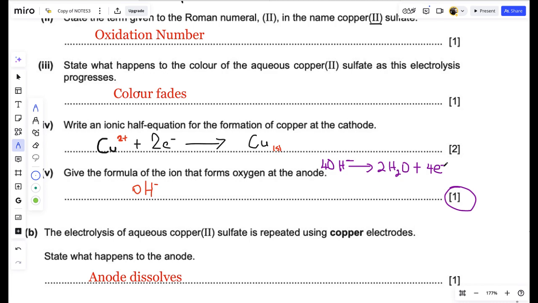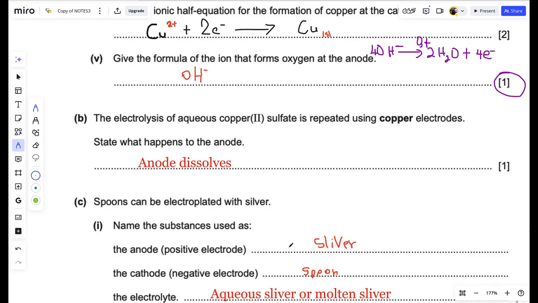Can I write the oxygen first? Can write the oxygen gas first. Produce the oxygen gas plus water plus 4 electrons. So this is the equation at the anode. Is that okay? So these ones are always in multiple choice paper. So please know what is happening at the anode and what is happening at the cathode. Now let's go to the next question.